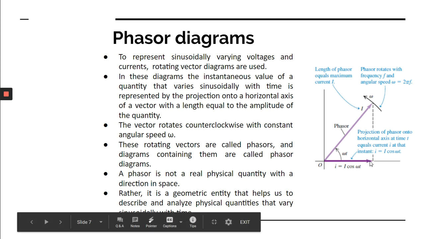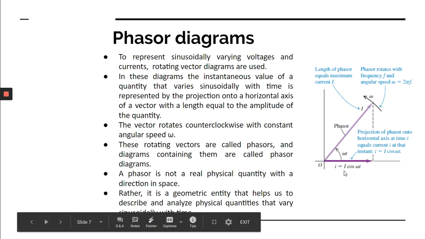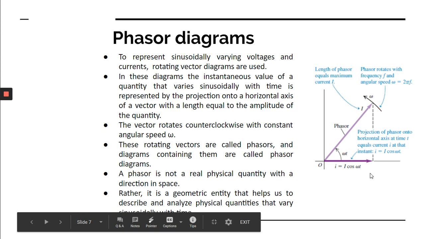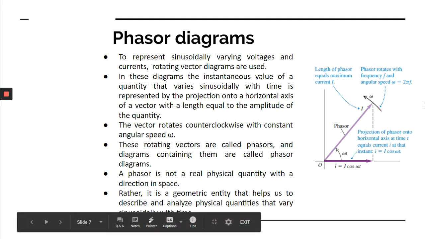When it is along positive x-axis, exactly this vector is along this line, then what is the value? I equal to this capital I, your omega t equal to 0. So the instantaneous value changes, but only this rotates. Okay. So this rotating vector is called your phasor, and that's why the diagram is known as a phasor diagram.